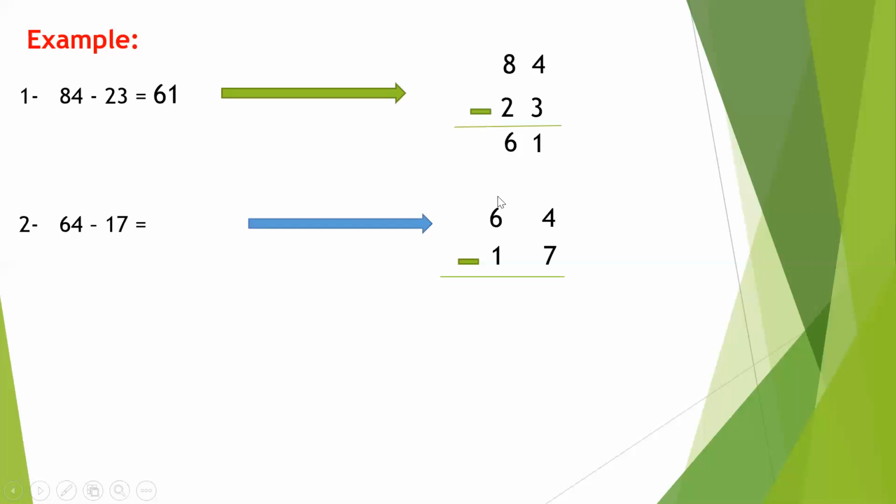So I will borrow from the 6 here in the tens digit, okay? How many do I have to borrow here? How many numbers? Just one. I need just one. So I will borrow 1 from this 6. It will be what? It will be 5. And I will take this 1 and put it here next to the 4. So it will be 14.